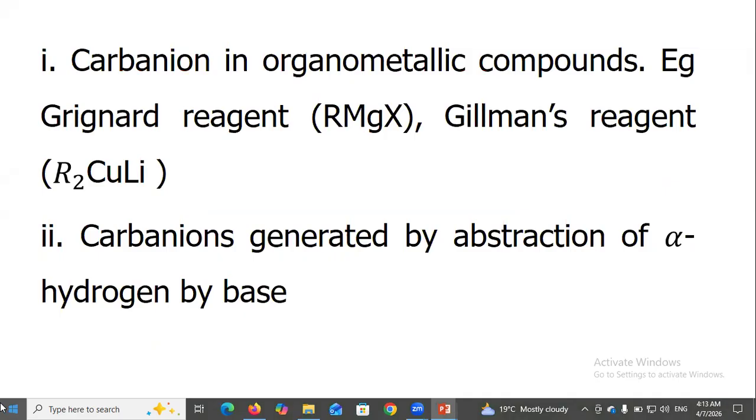Carbanions in organometallic compounds, for example Grignard reagents and Gilman's reagents. Carbanions are generated by abstraction of an alpha hydrogen by a base.